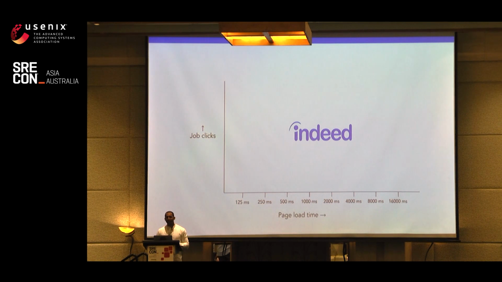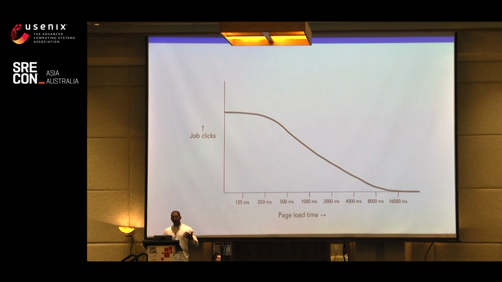Let's take Indeed's case, and let's look at the user action as the job click based on the page load time. This is a shallow S-curve with a steady decline, no clear elbow. At the high end, we're maxing out our job clicks in the 125 to 250 millisecond range. And then it steadily drops off until we get to 8 to 16-second page loads.